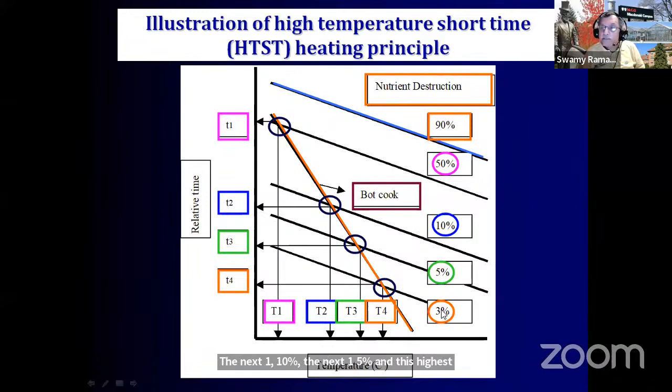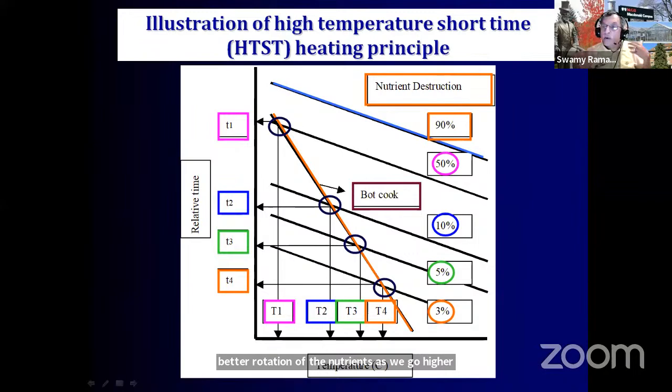So that is the principle behind the HTST process. Because of the differential sensitivity of microorganisms versus quality factors, we can get better retention of the nutrients as we go higher temperature and shorter time interval. But in order to do that, you need to have rapid heating conditions. So that's the important thing.